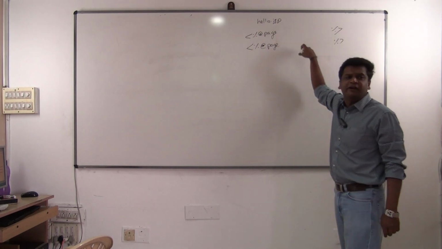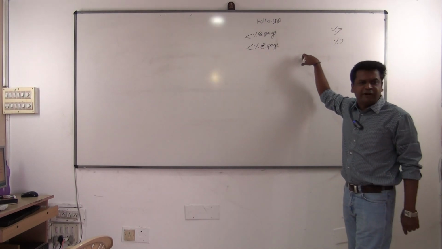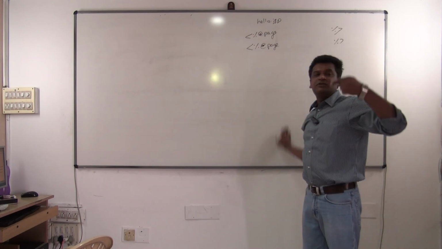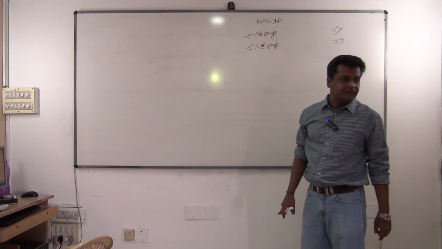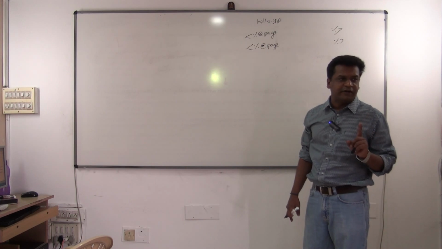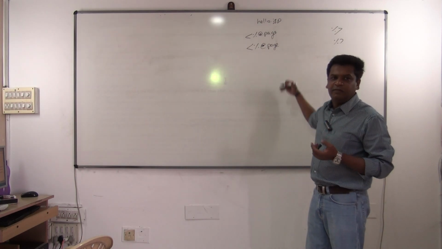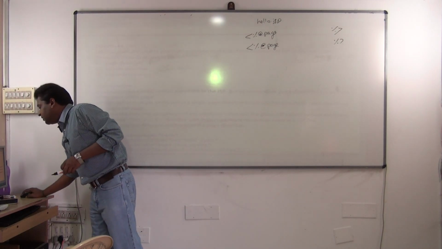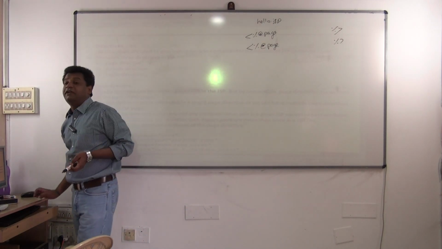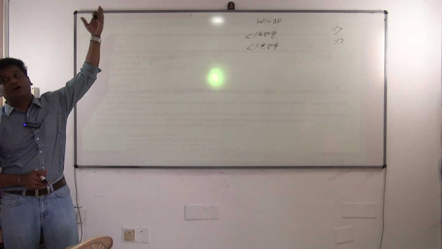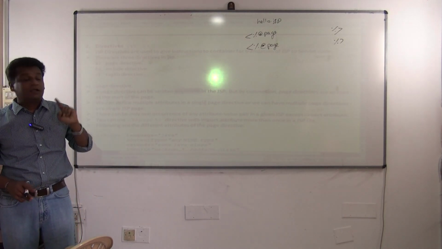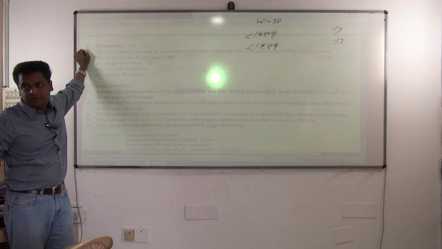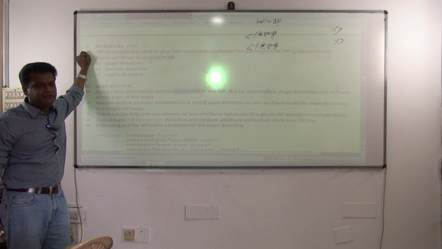Means one time with one attribute. One time with one attribute you can use it, or in only one declaration you can use all the attributes, or you can go on writing multiple times like this. So that's how it works. So see this page directive and one more thing, it can be written anywhere. You can write it on the top or bottom, anywhere. But the convention followed is it's always written on the top of the JSP. That's the industry standard convention.